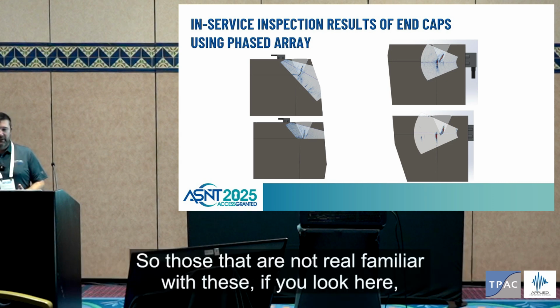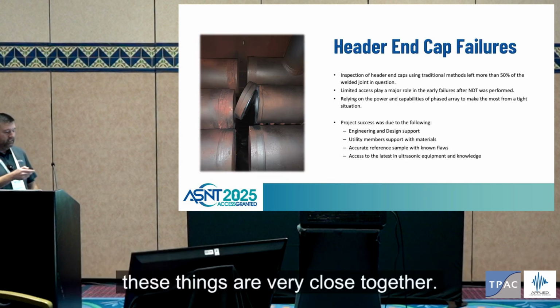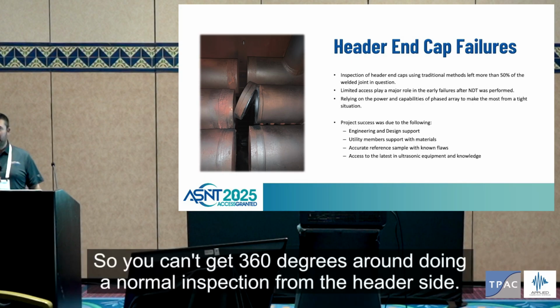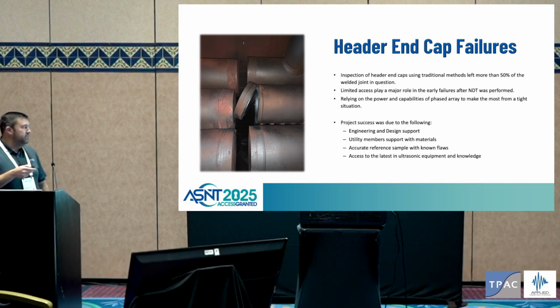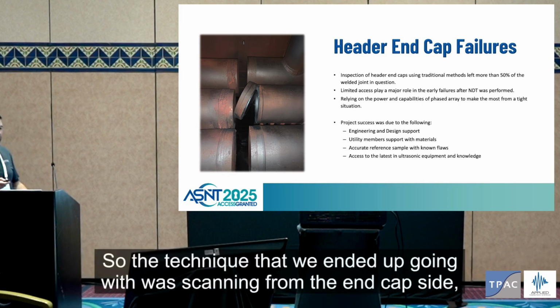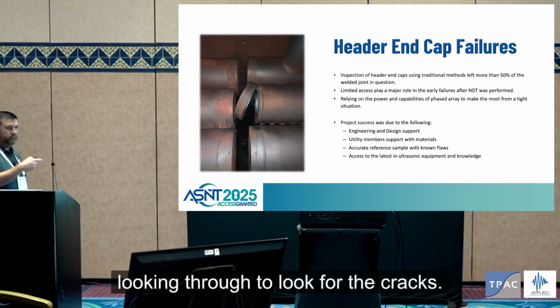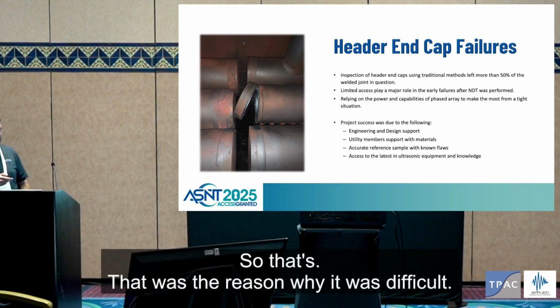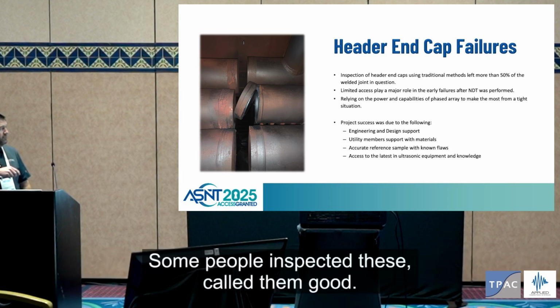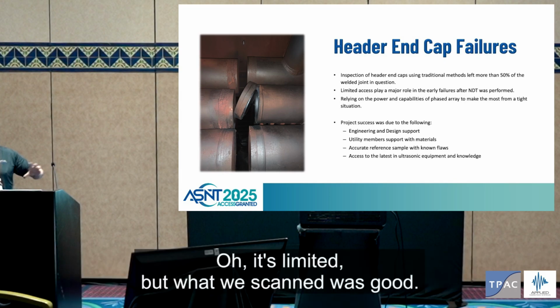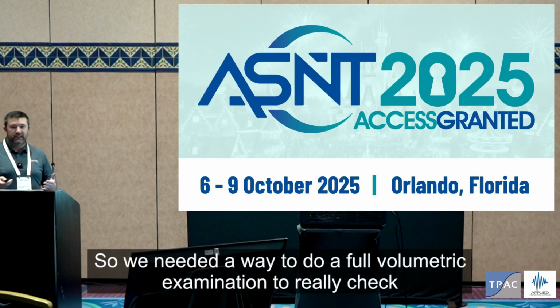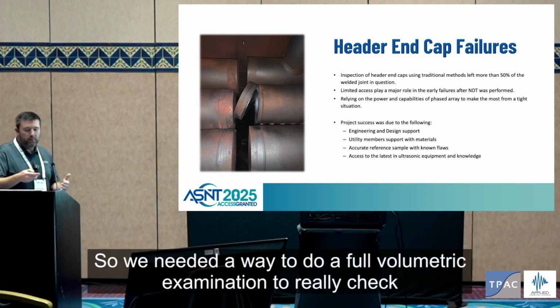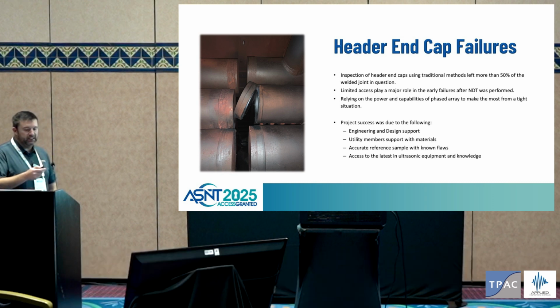For those that are not real familiar with these, if you look here, these things are very close together. So you can't get 360 degrees around doing a normal inspection from the header side. So the technique that we ended up going with was scanning from the end cap side, looking through to look for the cracks. That was the reason why it was difficult. Some people inspected these, called them good, saying it's limited, but what we scanned was good. A couple months later, they would fail because there was a crack on the bottom. So we needed a way to do a full volumetric examination to really check the quality of these things.